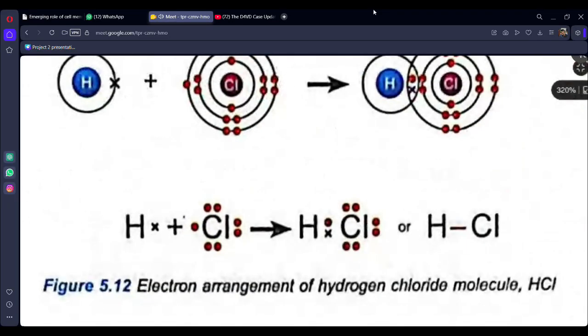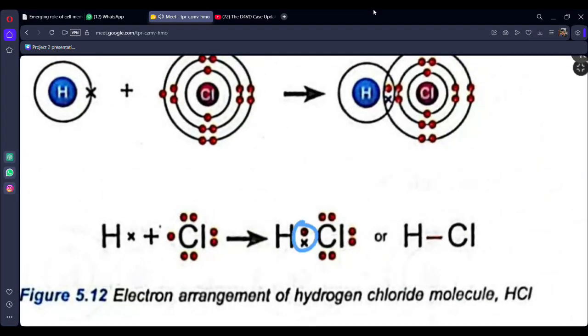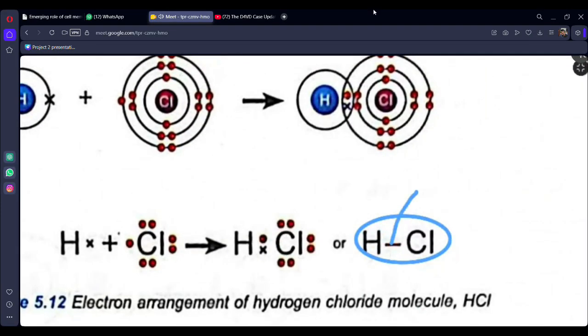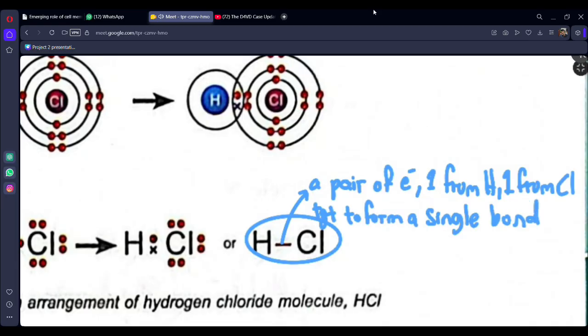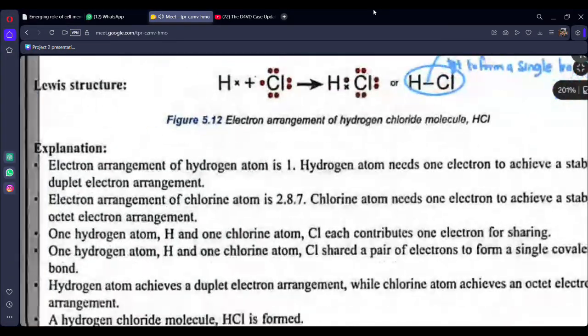Now, you can draw your Lewis structure either like this or like this. If you ask me, I'd rather draw like this. Why? Because this shows that there is a pair of electrons: 1 from hydrogen, 1 from chlorine, together forming a single bond. Next time when you learn carbon compounds in the Form 5 syllabus, a single bond means 2 electrons, a double bond means 4 electrons, and so on. So bond refers to the number of electrons being shared. So 1 bond, 2 electrons being shared. Don't need to read the explanation.